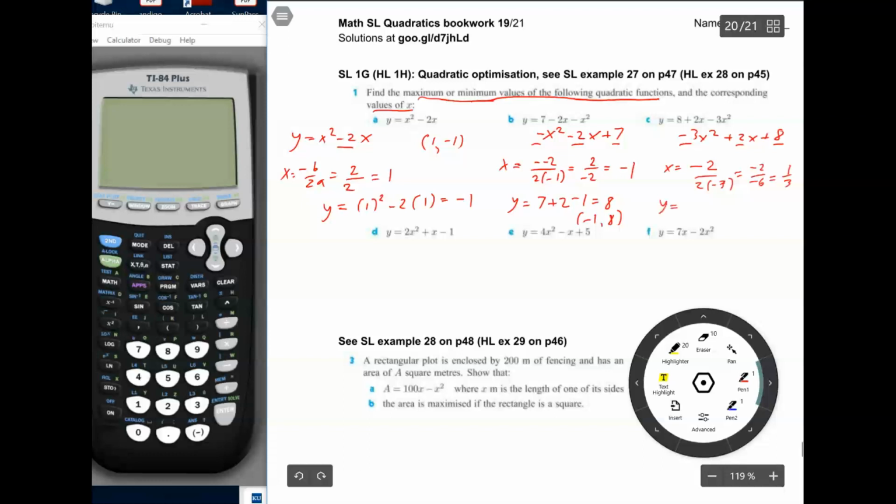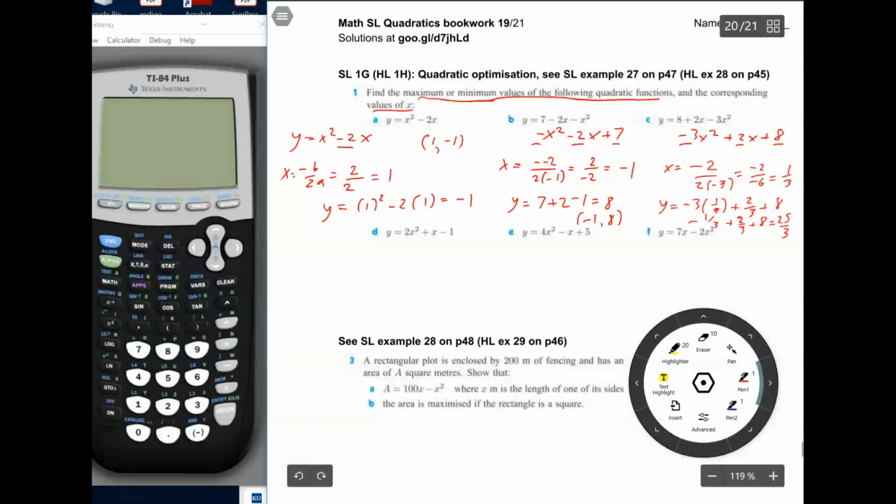And what is the y value? The y value is equal to, oh my god, this is going to be crazy. Negative 3 times 1/9 plus 2/3 plus 3. Yuck. Negative 1/3 plus 2/3 plus 3, so 1/3 plus 3, which is equal to 10/3. Yuck.